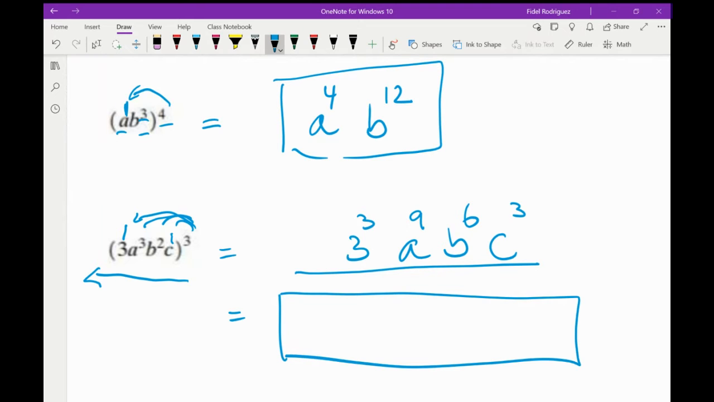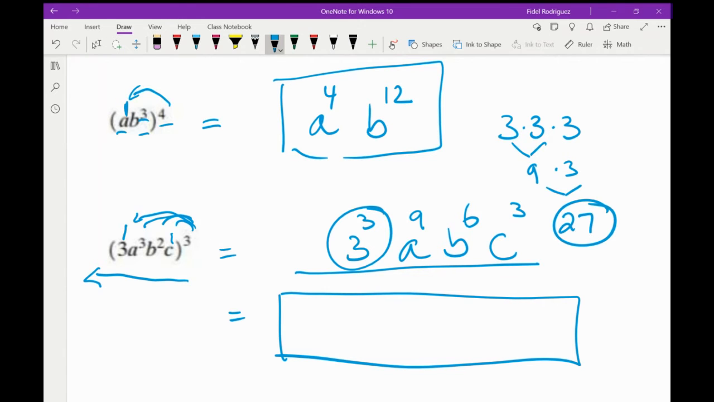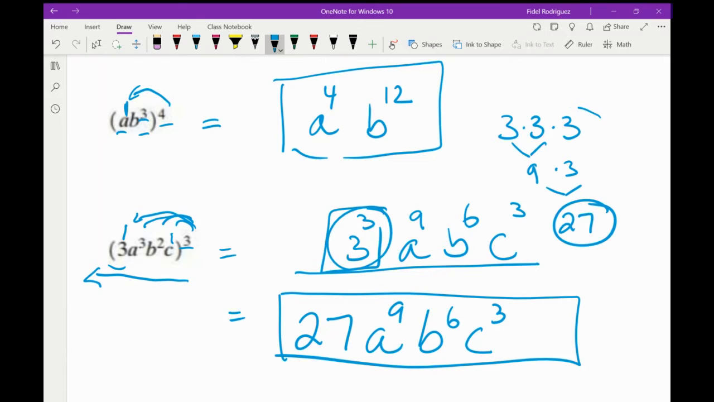Okay. So then what I have to remember now is, what does 3 to the 3rd mean? 3 to the 3rd means 3 times 3 times 3. So 3 times 3 is 9, times 3, and 9 times 3 is 27. So this is really going to give me 27, A to the power 9, B to the power 6, and C to the power 3. So when I have a number that's being raised to a power, I've got to make sure that I write it out like this and then figure out what that number is going to be.